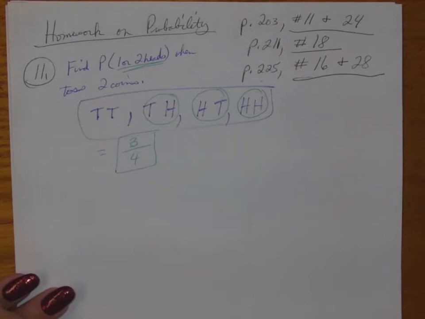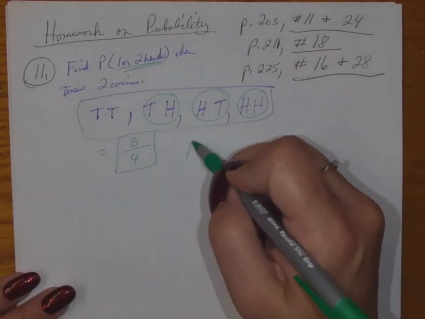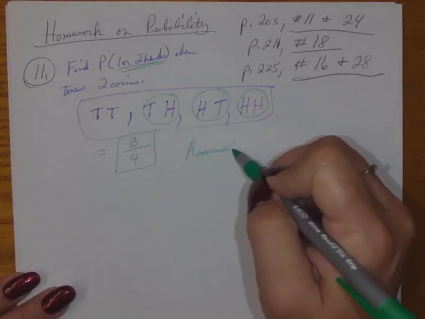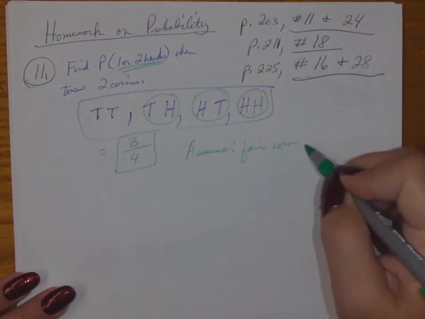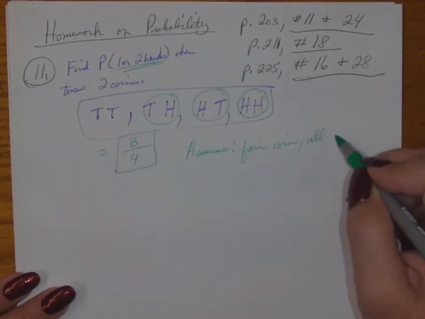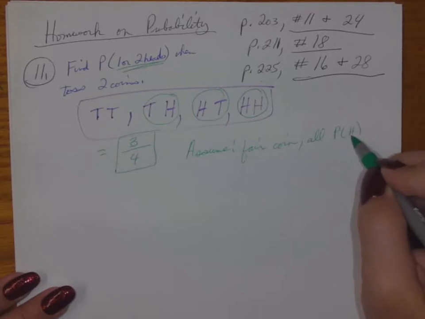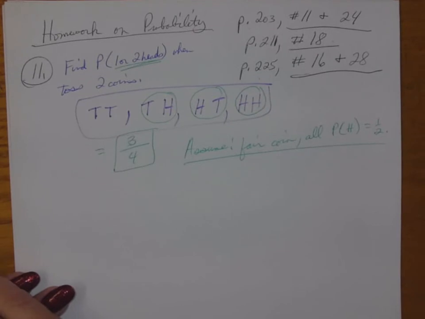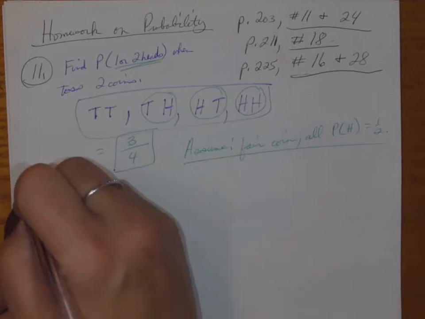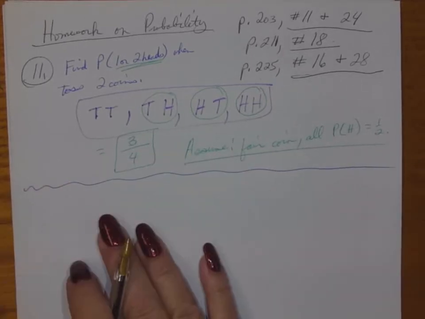Now the assumption there is what? That we're using a fair coin. The probability of heads is 1/2. And I only say that because they asked me to list out any assumptions, and we know that what we're assuming is that we have fair coins.